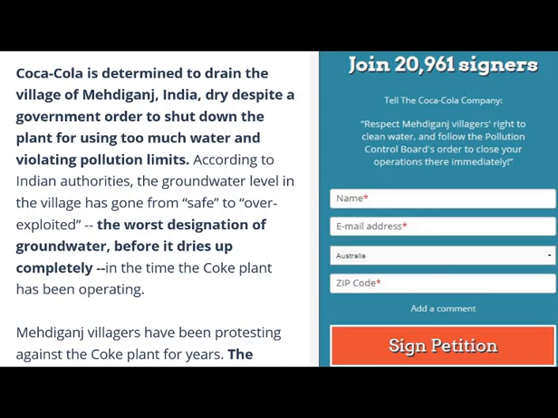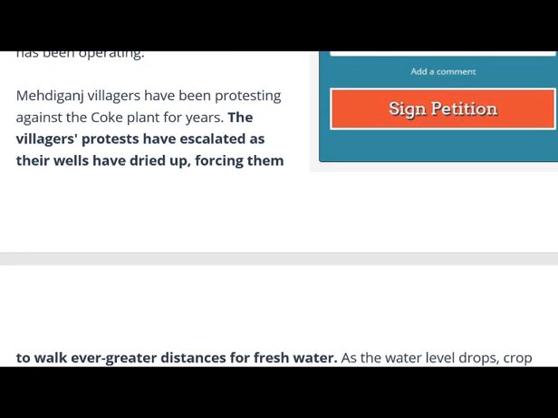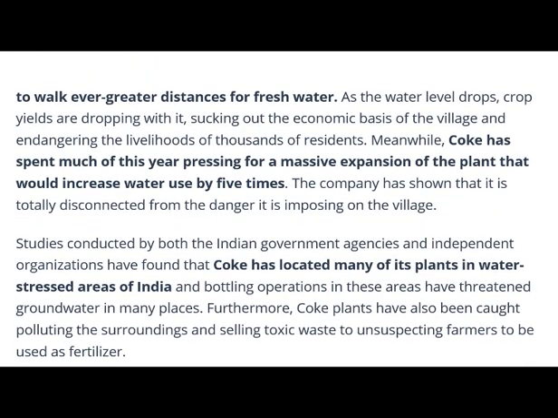Coca-Cola is determined to drain the village of Mehdiganj, India dry, despite a government order to shut down the plant for using too much water and violating pollution limits. According to Indian authorities, the groundwater level in the village has gone from safe to overexploited, the worst designation of groundwater before it dries up completely, in the time the Coke plant has been operating. Mehdiganj villagers have been protesting against the Coke plant for years. The villagers' protests have escalated as their wells have dried up, forcing them to walk ever greater distances for fresh water. As the water level drops, crop yields are dropping with it, sucking out the economic basis of the village and endangering livelihoods for thousands of residents.